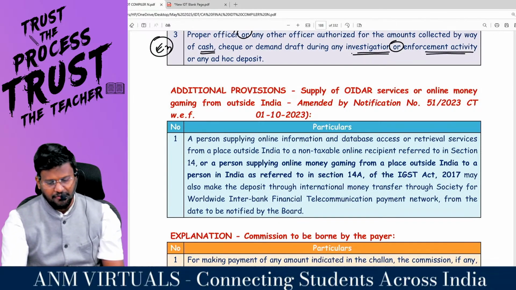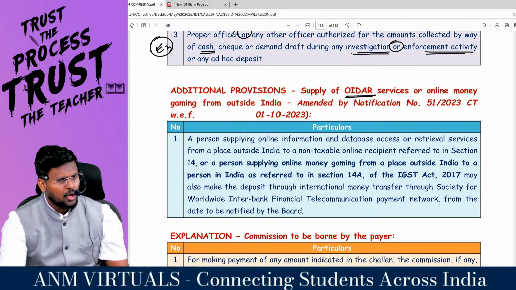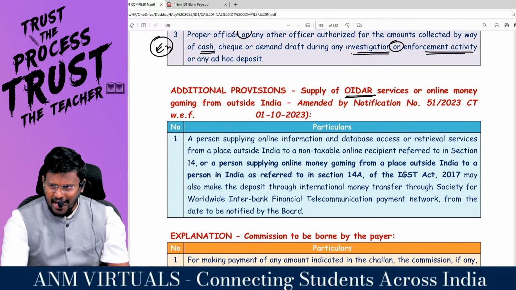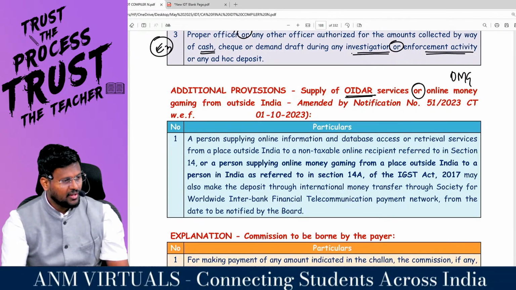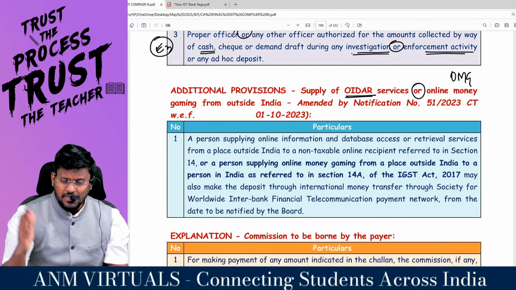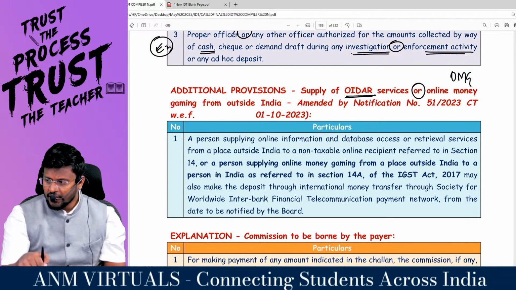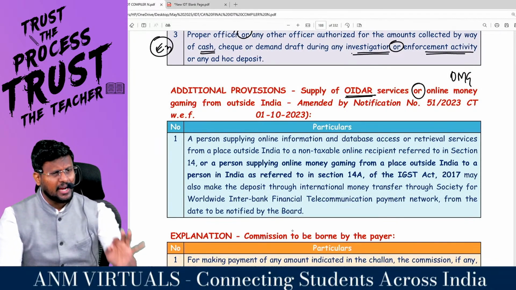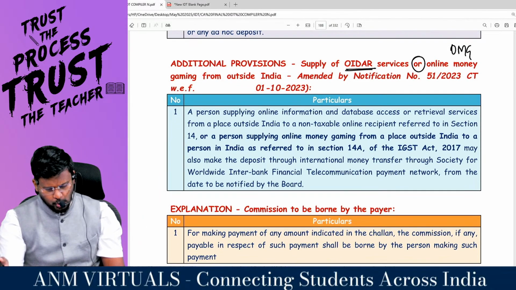Additional provision they have added: supply of OIDAR services. Have you heard about OIDAR? Online information, data, access and retrieval services. Or online money gaming from outside India. That means these people are situated outside India. Even though these people are situated outside India, they are liable to pay GST in India. What are these guys supposed to do?